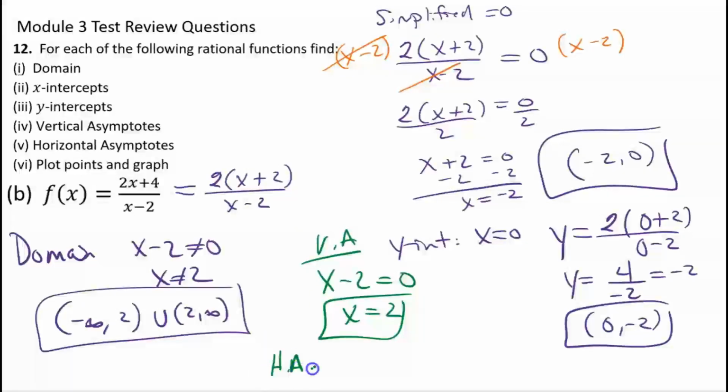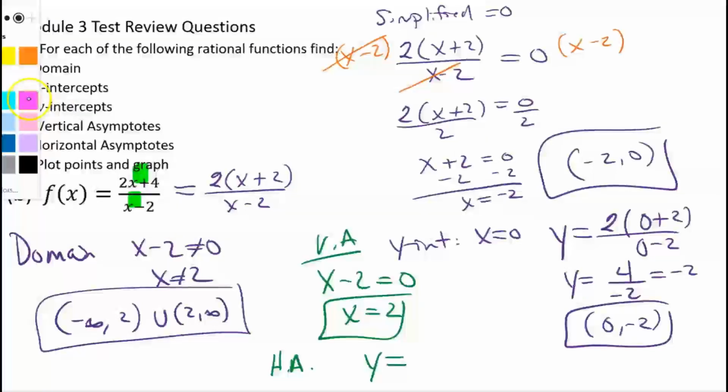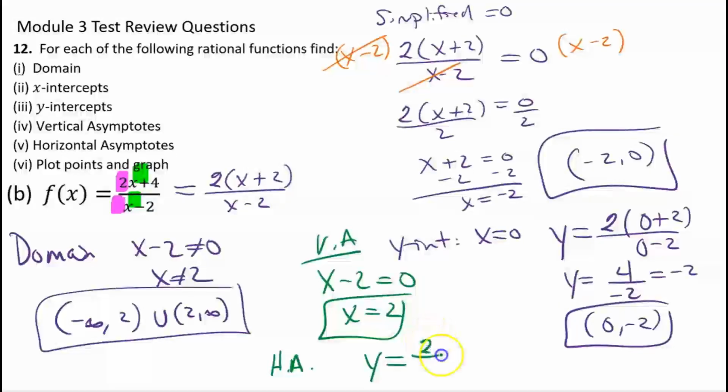That's the 3 cases. I'm looking at the degrees, right? The degree of the numerator is 1. The degree of the denominator is 1. Whenever that happens, your answer is y equals the leading coefficient of the numerator over the leading coefficient of the denominator. Let's do this in bright pink. Leading coefficient of the numerator is 2. Leading coefficient of the denominator is 1. So I write my horizontal asymptote as 2 over 1, which is 2, or you could say y equals 2.